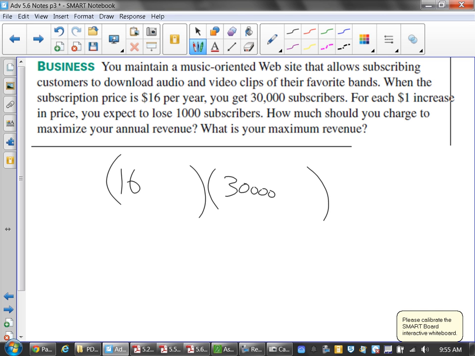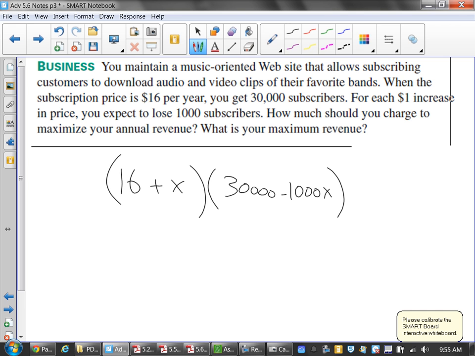What am I doing in this problem to the $16? Increasing. I'm adding, increasing. For every dollar I increase, I lose 1,000 subscribers. So I'm adding x here, and what am I subtracting on the other one? 1,000x. Oops, sorry, that's 1,000.